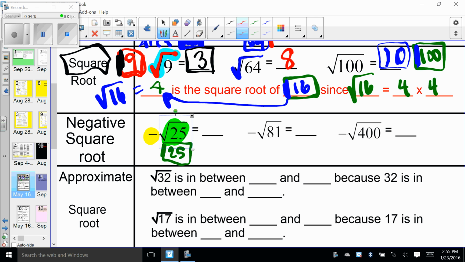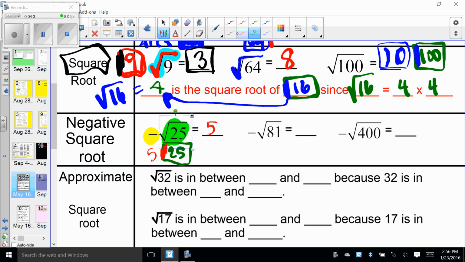We would want to know what would be true about the side of the square that has an area of 25. Well, the square root of 25 has to be 5 because the only way to make this square is 5 by 5. Now notice I'm just writing the number 5. I'm not writing 5 times 5.